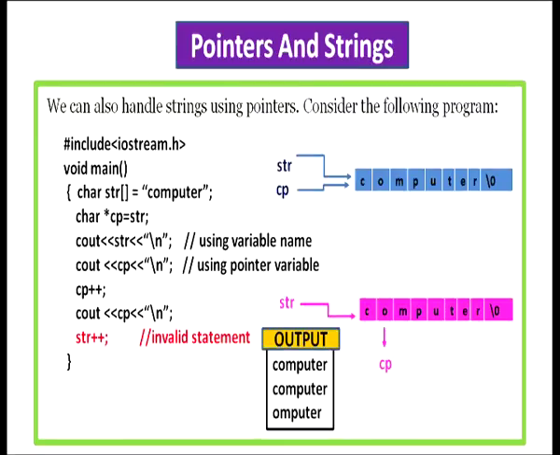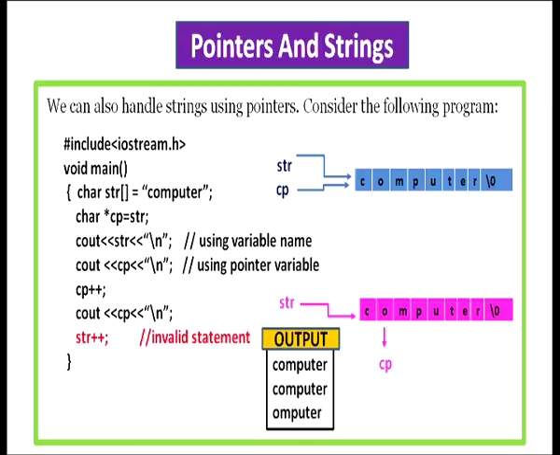Pointers and strings. We can also handle strings using pointers. Let us make it clearer using an example. In this example, we are declaring a variable str of type string and we are initializing it with the value computer. You can see in the memory diagram, memory will be allocated to the string computer and the beginning address of it, that is the address of C, will be stored in the array name str.